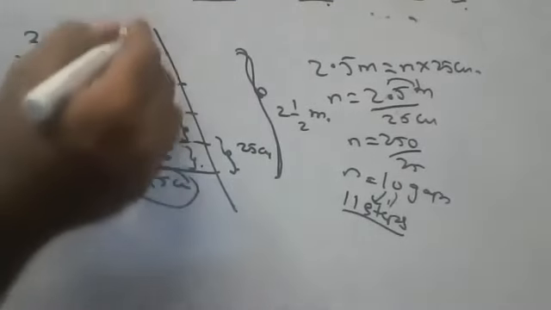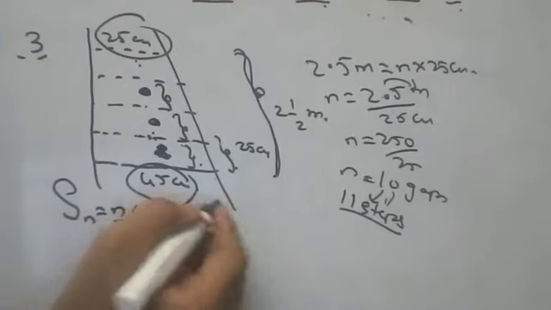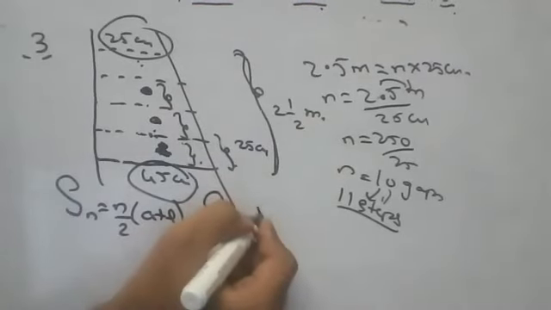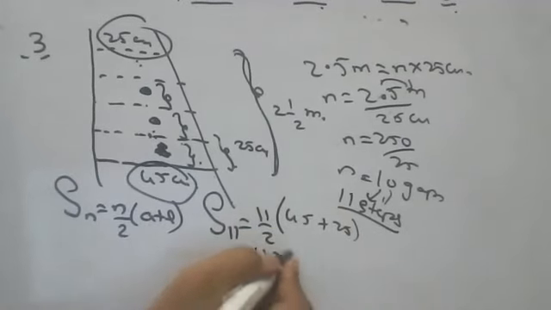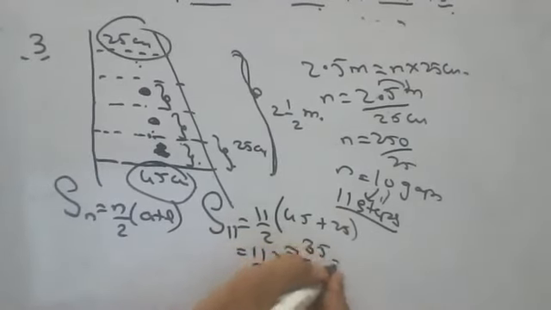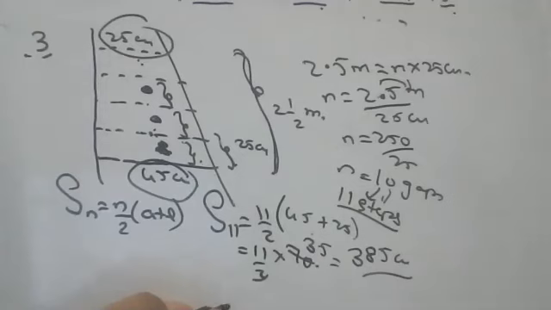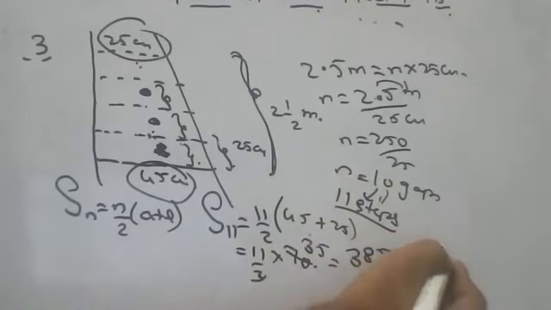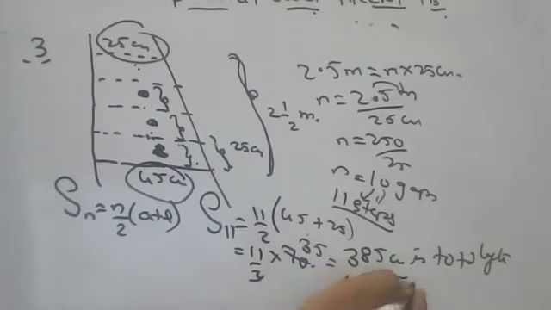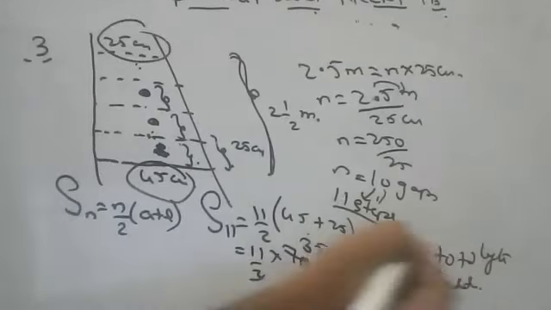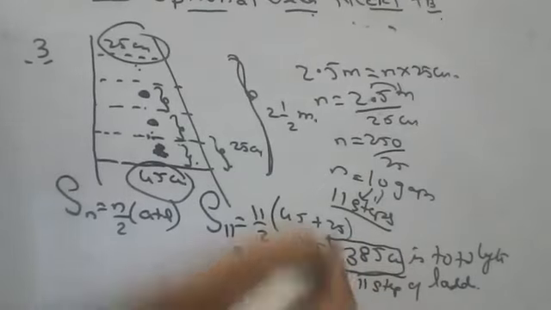As we know the first term and last term, we will use our formula. Sn = n/2 into (a + l). Okay, children. Sum of 11 steps is equal to 11/2 into (first one is 45, last one is 25). So 11/2 into 70. Okay, children. 11 times 5 is 55... 11 into 35 is 385 centimeters. 385 centimeters is the total length of the 11 steps of the ladder. Rungs or steps is the same, children. Neatly you should write, children: 385 centimeters.